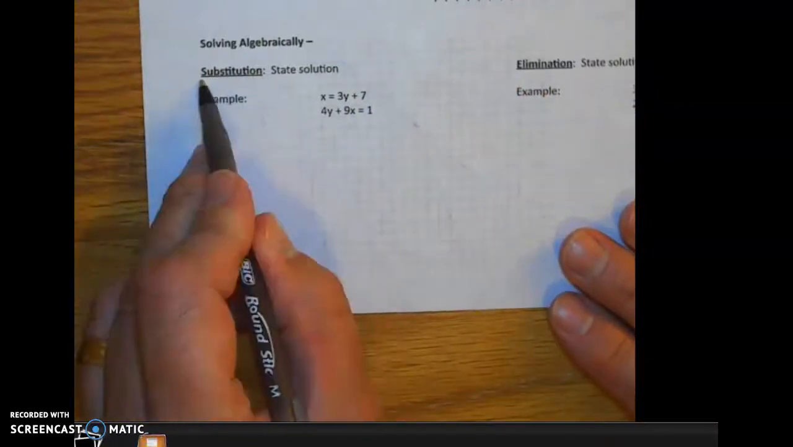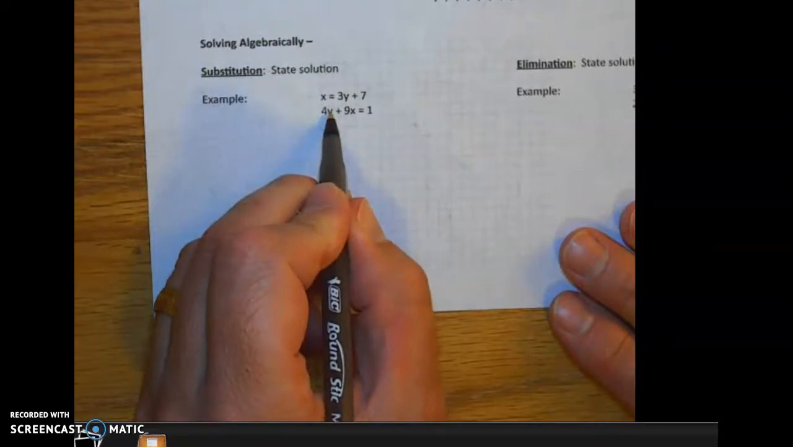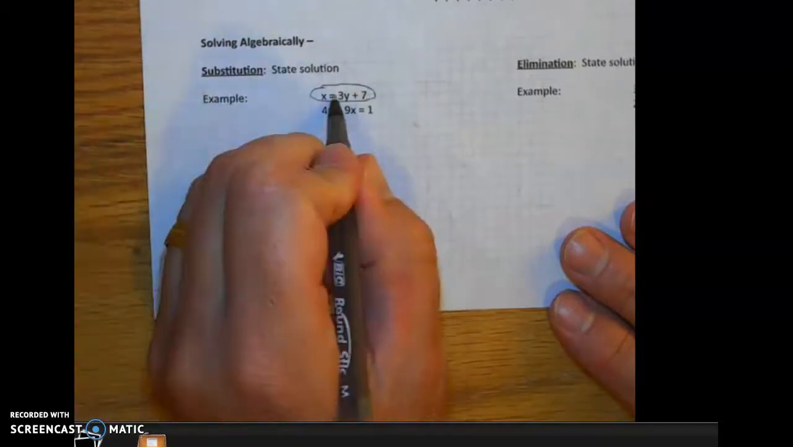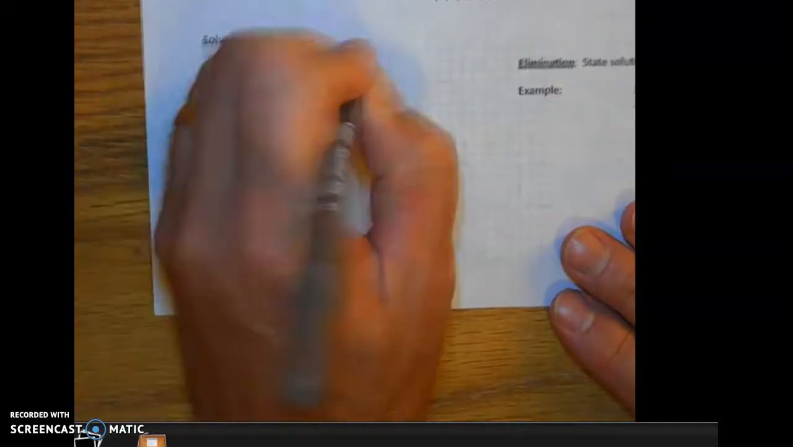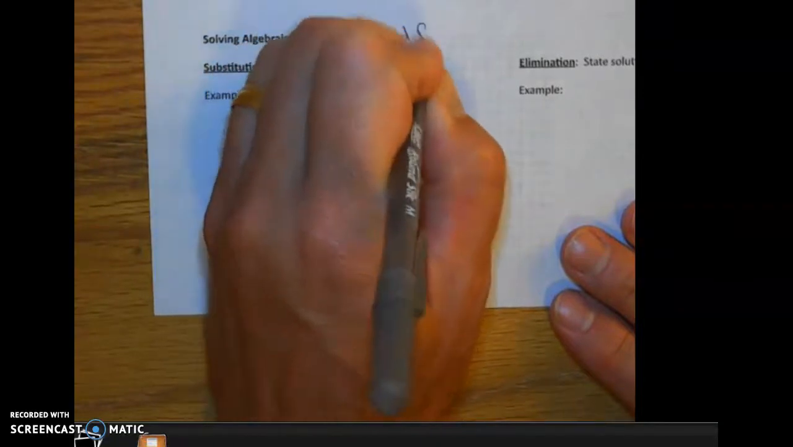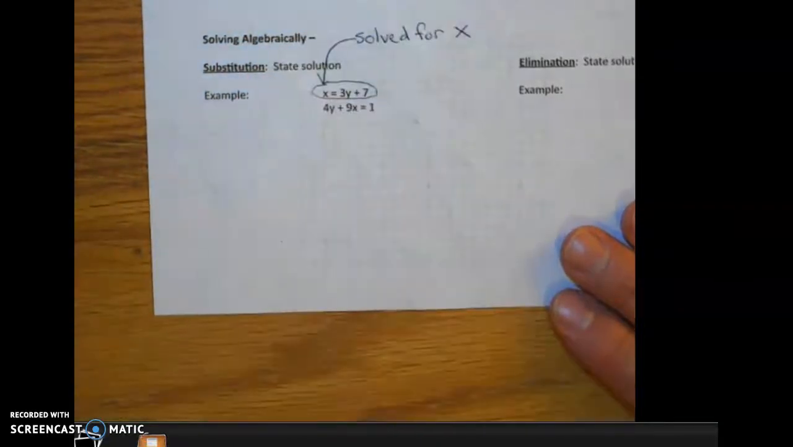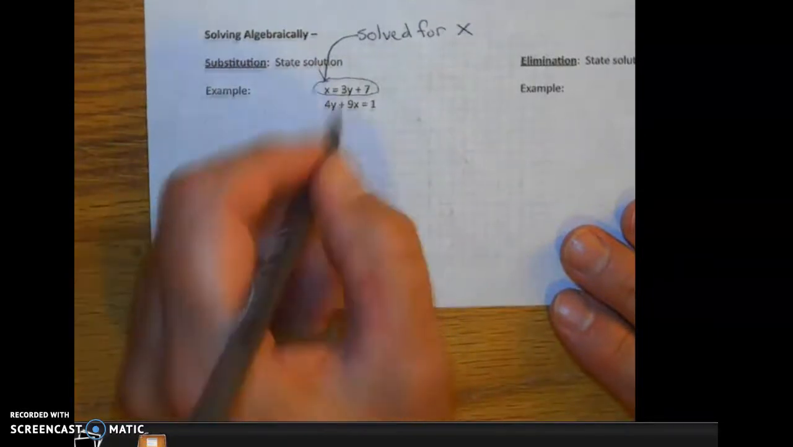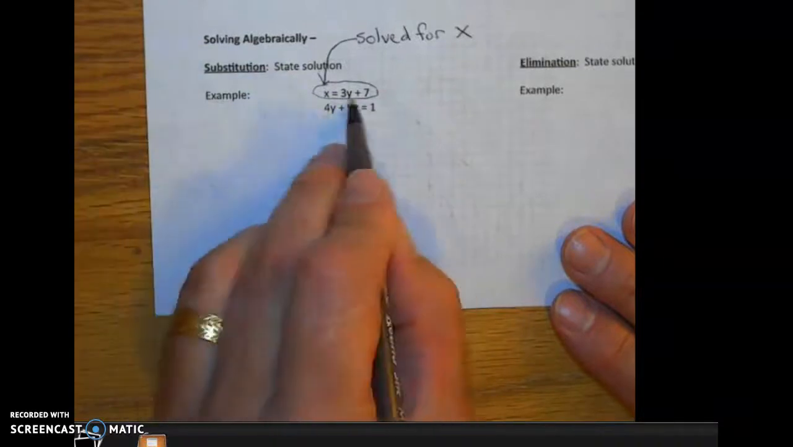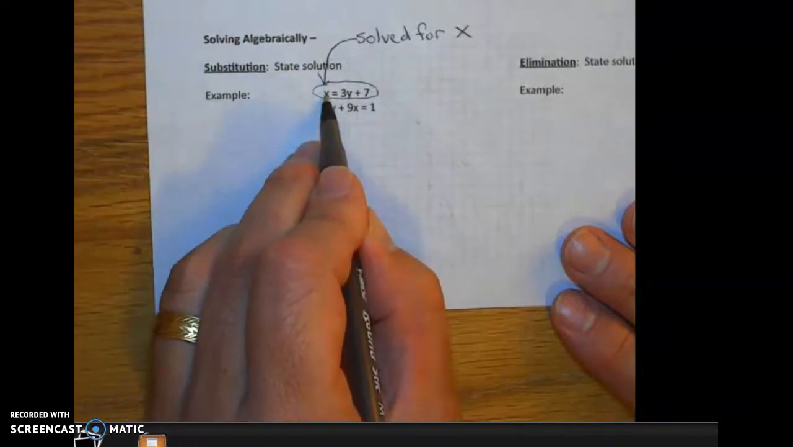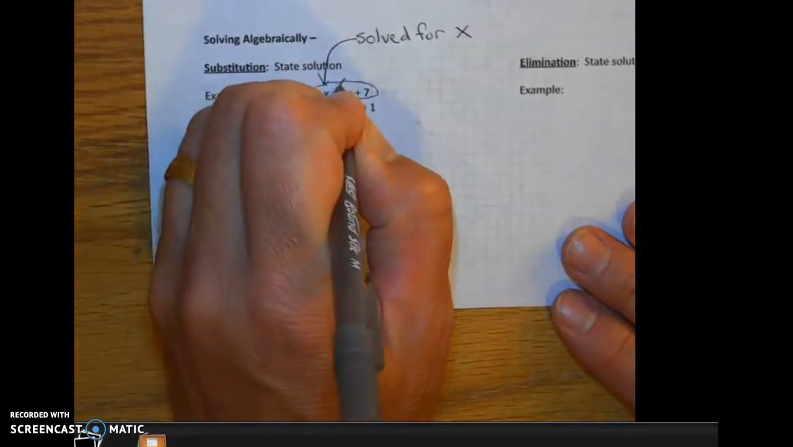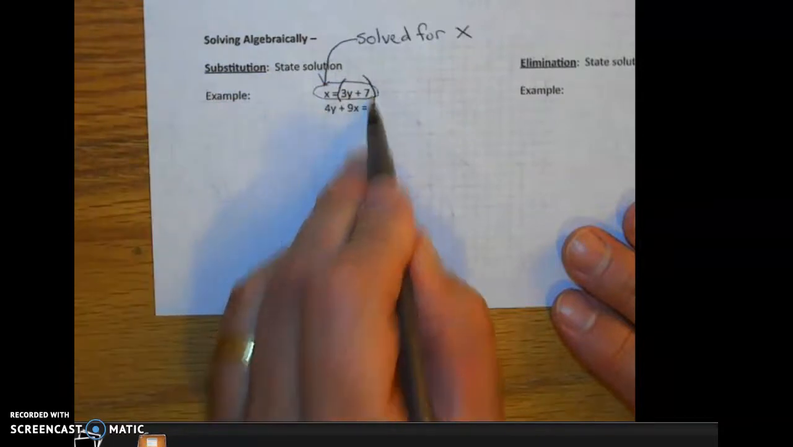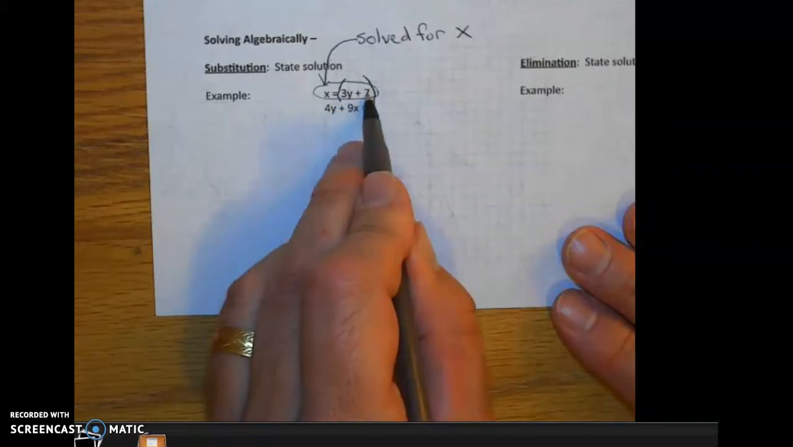With substitution, one of the two equations needs to be solved for a variable. So this equation right here is solved for x. And how do we know that? Because x is all by itself, so we don't have to do any work here. It's already solved for x. What we're going to do is take this quantity, 3y plus 7, and replace x with 3y plus 7 right here.